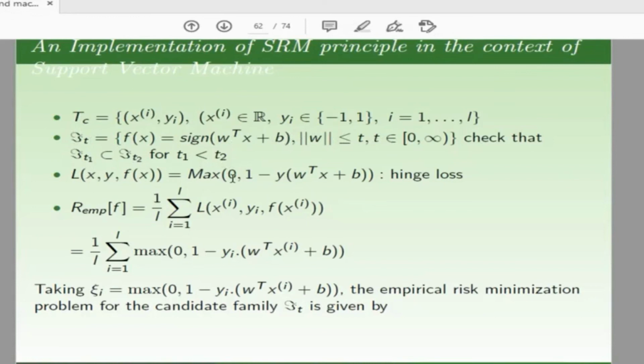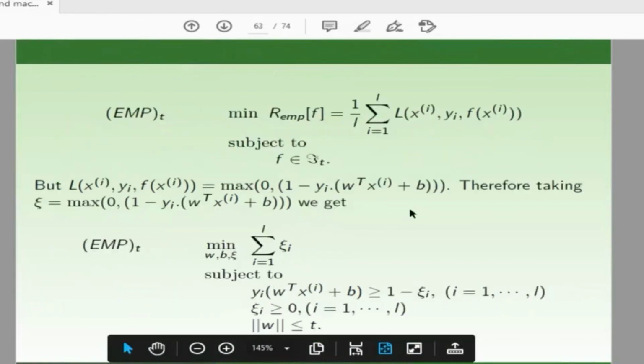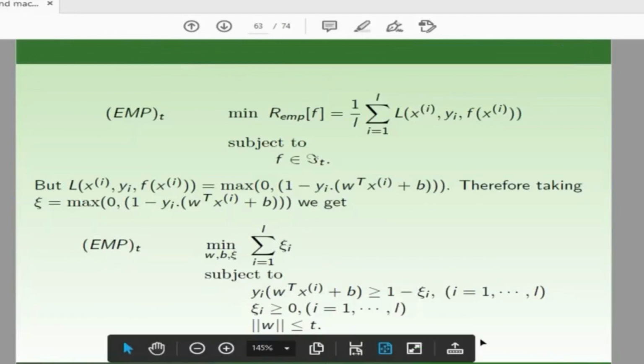I choose the hinge loss function that you must have been told already. I compute the empirical risk. And then I write the empirical risk minimization problem for this family. So we know what the empirical problem is. It simply means that I minimize this one with these conditions. So we can do it here, and we obtain this problem. So in this case, the empirical risk minimization principle comes out in this form.